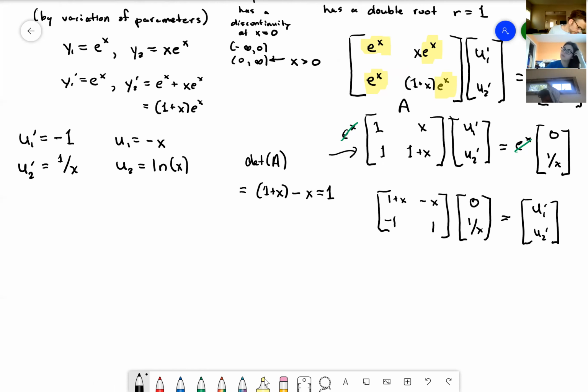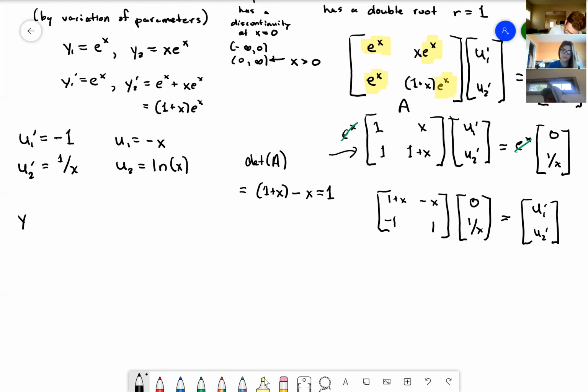Now remember, we're using variation of parameters to get a particular solution. So there's a plus c in each of these cases. But we don't care about that because we're only considering a particular solution. So we can always just ignore that or consider c to be 0 in both cases. All right, so this gives us our two u's, our variated parameters.